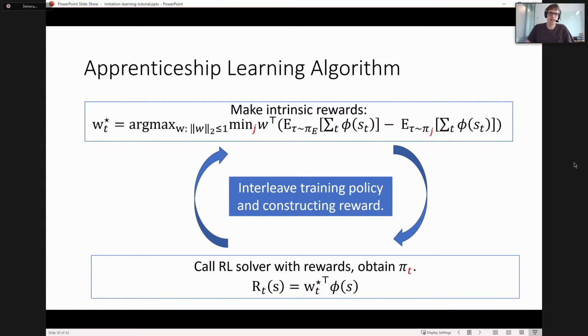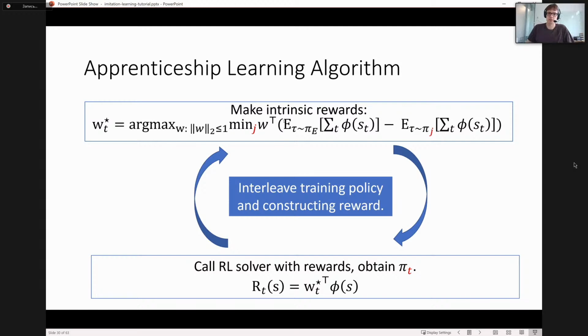On the algorithmic side, the thing looks like this. In the step where I make the intrinsic reward, I'm solving an optimization problem, right? We assumed when we introduced the algorithm that the rewards are linear in the features of state that we know. So all I need to do to construct the reward is find this weight vector W star. I'm defining the W star that I want as an argmax over weights of reasonable size, of the worst case, so this min here means a worst case difference between the expert and the existing policies.